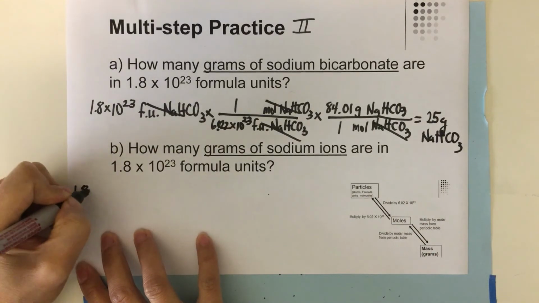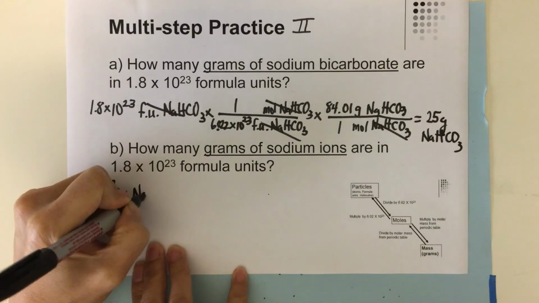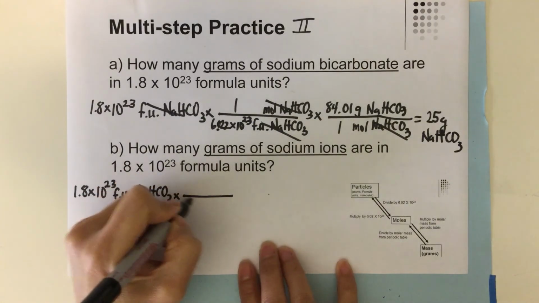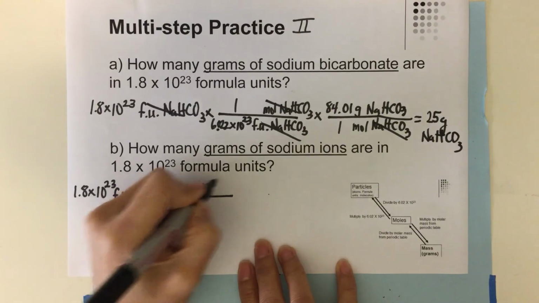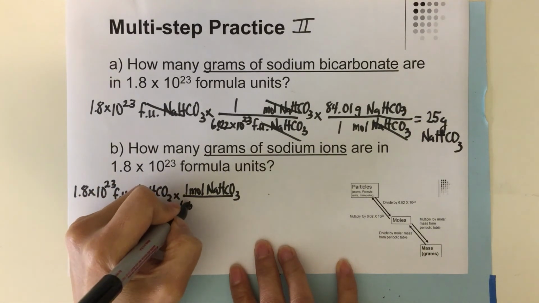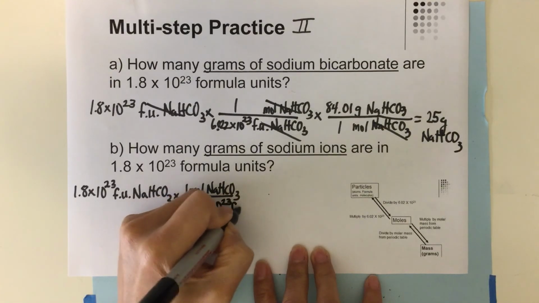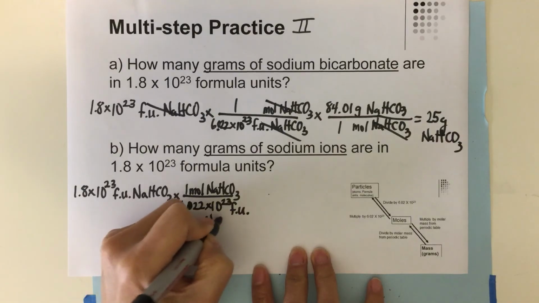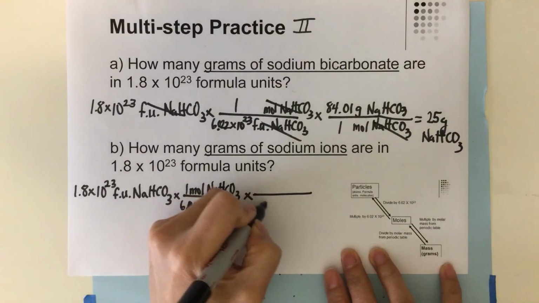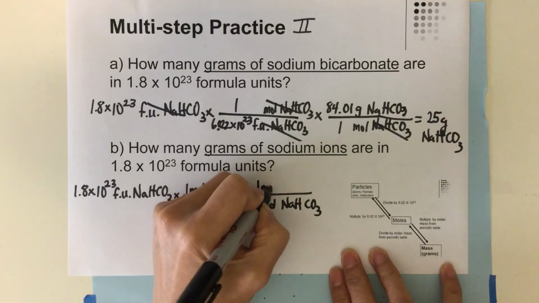Okay, the same thing goes here. We start off with your given, always your given: sodium bicarbonate. And then we work our way in the same light, where you have 1 mole of sodium bicarbonate, that's 6.022 times 10 to the 23rd formula units of sodium bicarbonate. I'm going to need some room. And then, knowing that 1 mole of sodium bicarbonate has 1 mole of sodium ions.